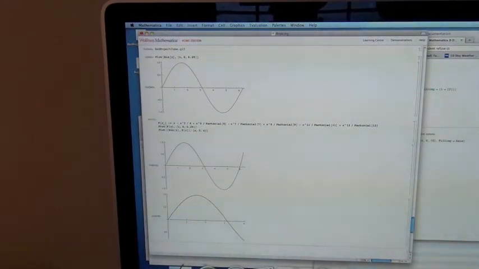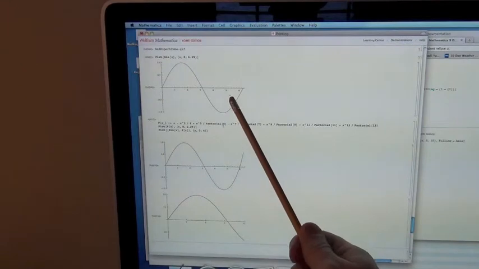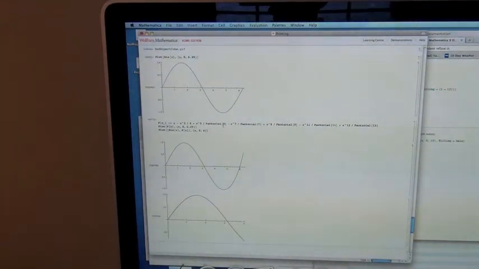Oh, actually, they do start looking... It looks more like 6 than 6.2. Yeah, but at least this function is starting to look like that. And you can see how the approximation gets better and better and better.